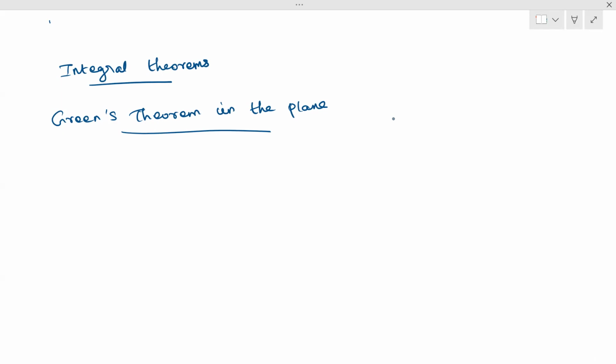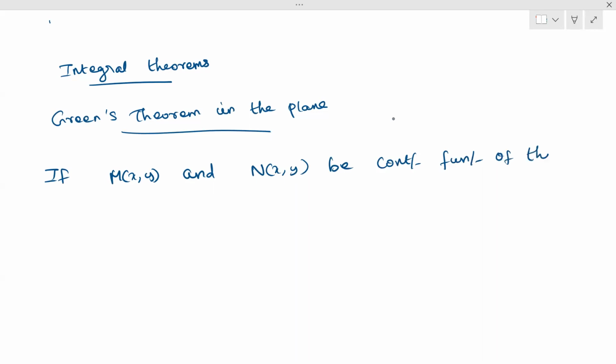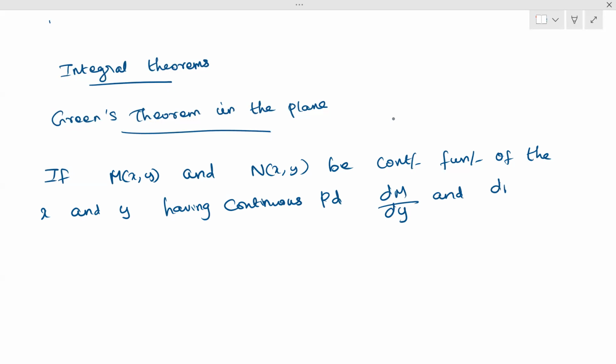If M of x, y and N of x, y be continuous functions of the variables x and y, and having continuous partial derivatives dou M by dou y and dou N by dou x in a region R.